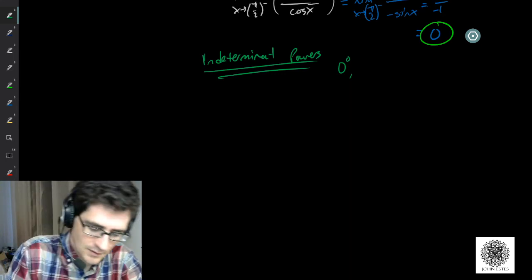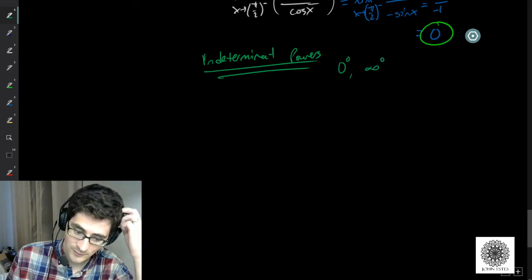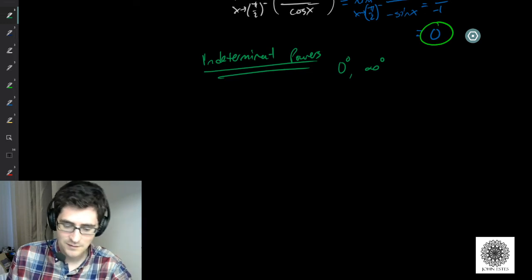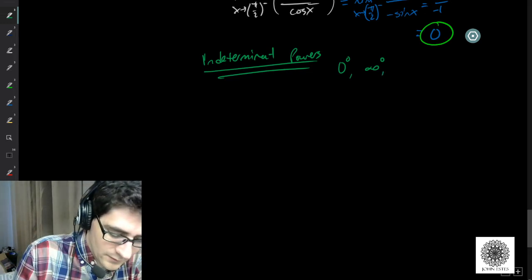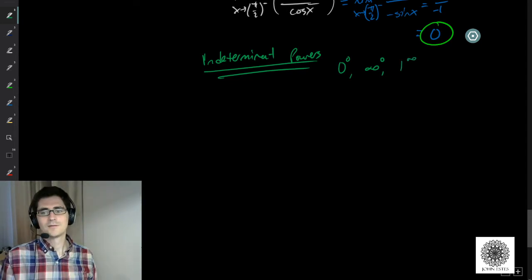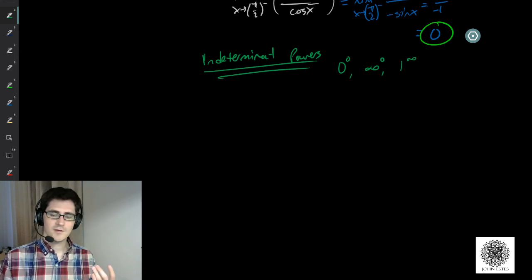I don't know. What about infinity to the 0 power? Anything to the 0 power is 1, so infinity to the 0 power, I don't know, it's indeterminate. And how about this one? 1 to the infinity power. 1 to any power is 1, right? 1 to the 17th power is 1. But let's let the power go to infinity. 1 to the infinitieth power.